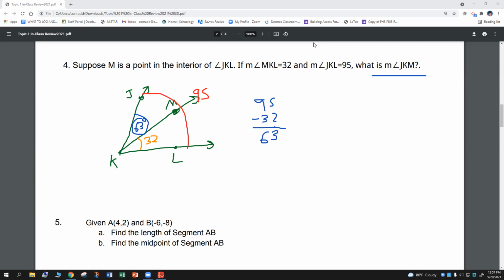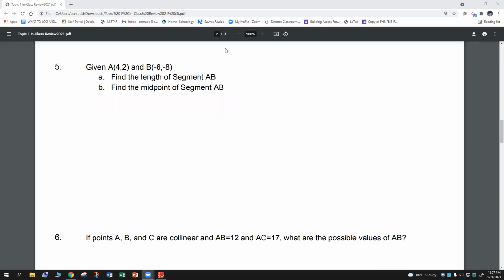Right, number 5. Okay, given the points A and B, we're going to find the length of the segment, and then we're going to find the midpoint of the segment. So it might help to have a little graph. So A would be 4, 2, which looks like it'd be about right here. And B would be -6, -8, which looks like it'd be about right here, -6, -8.